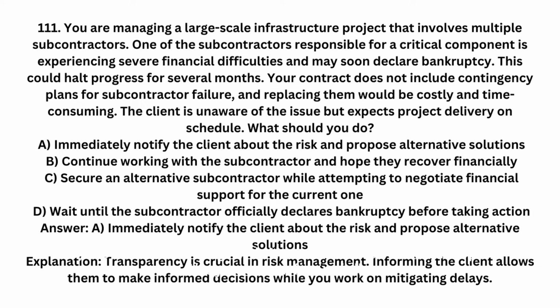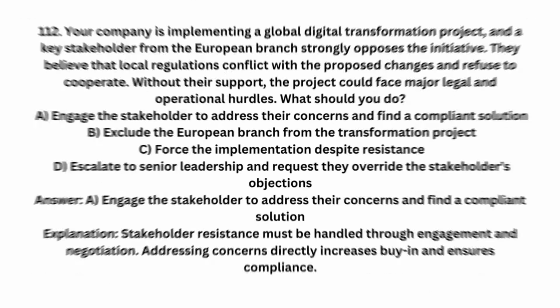B. Continue working with the subcontractor and hope they recover financially. C. Secure an alternative subcontractor while attempting to negotiate financial support for the current one. D. Wait until the subcontractor officially declares bankruptcy before taking action. Answer: immediately notify the client about the risk and propose alternative solutions. Explanation: transparency is crucial in risk management. Informing the client allows them to make informed decisions while you work on mitigating delays.